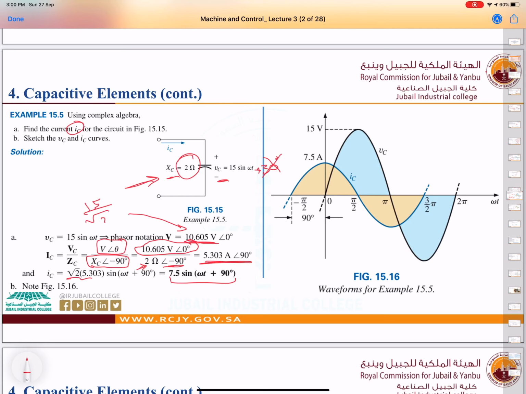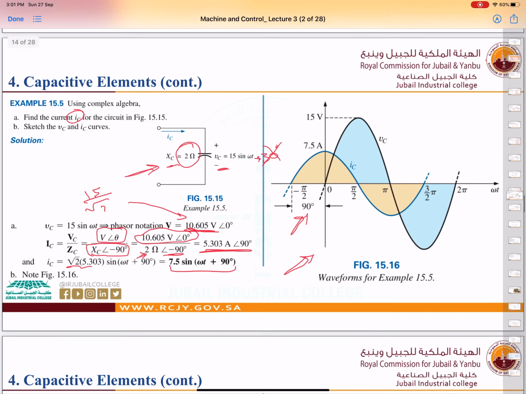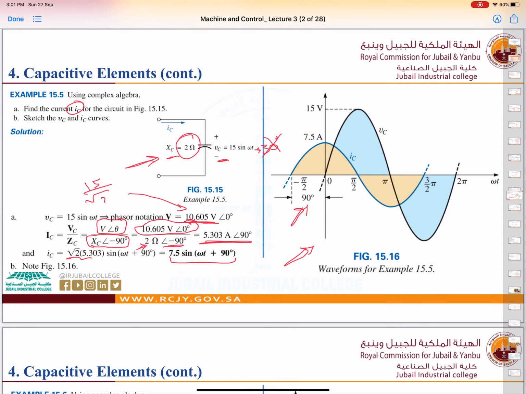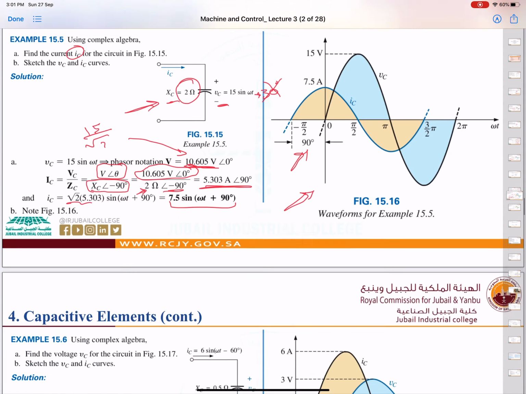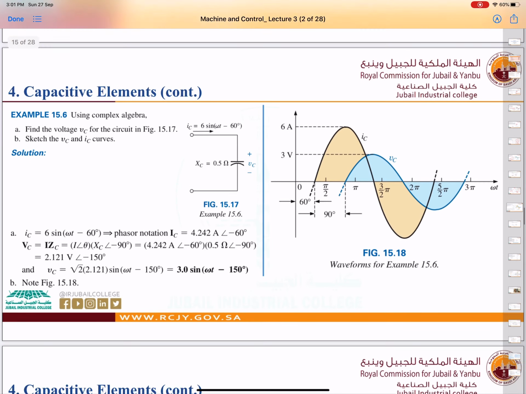Please see the example here for the waveform, and you will find that there is a shift angle of 90 degrees. Please do some practice. You will find it easy if you do the practice.